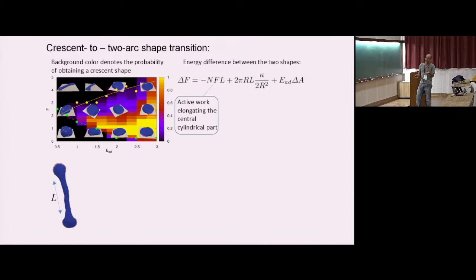So there is this additional work which is done, which is NF, so the number of proteins times the force that each one of them is producing times the length, that's the total work. Then there's additional difference because of this bending of, so we took something which had very low bending energy because it was almost like something which was not highly bent.